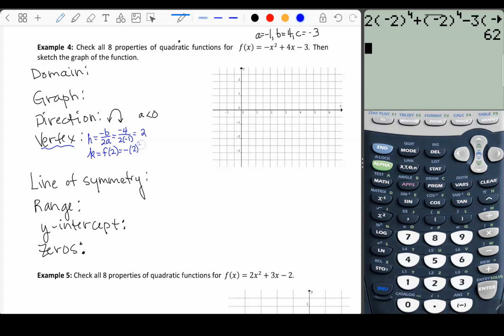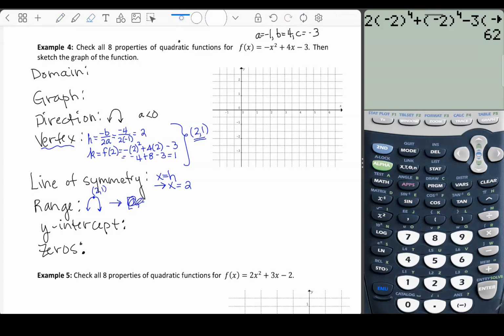So if I plug 2 in, I'm going to get a k value of 1. So the vertex is at 2, 1. It opens down, so that's a maximum. The line of symmetry is x equals h, which is x equals 2. So there's a nice little picture of our vertex in our graph.